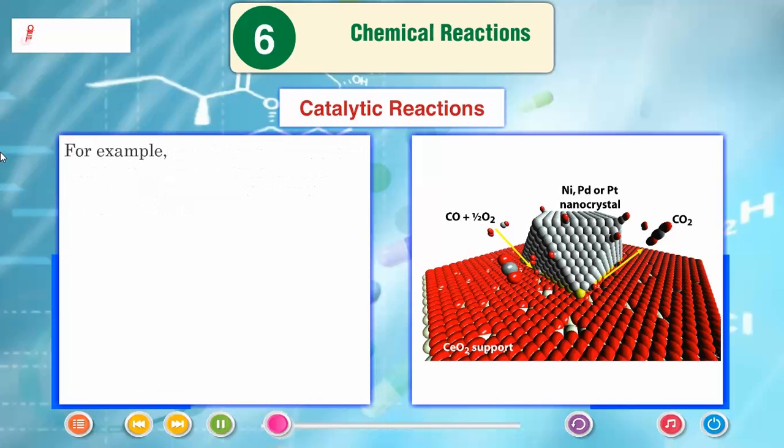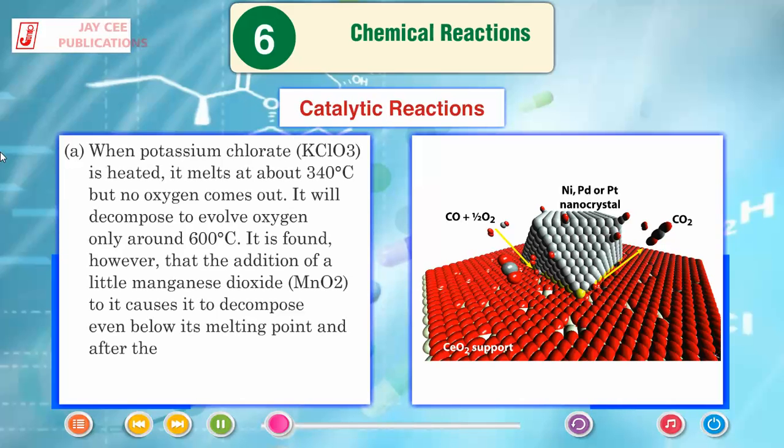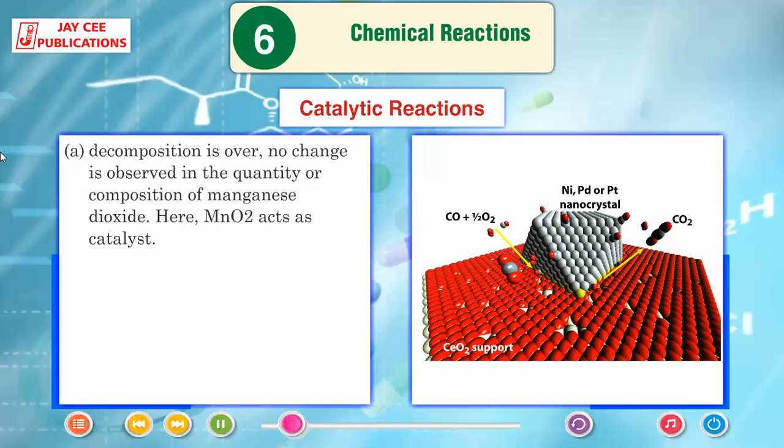For example, when potassium chlorate, KClO3, is heated, it melts at about 340 degrees centigrade, but no oxygen comes out. It will decompose to evolve oxygen only around 600 degrees centigrade. It is found, however, that the addition of a little manganese dioxide, MnO2, to it causes it to decompose even below its melting point, and after the decomposition is over, no change is observed in the quantity or composition of manganese dioxide. Here, MnO2 acts as a catalyst.